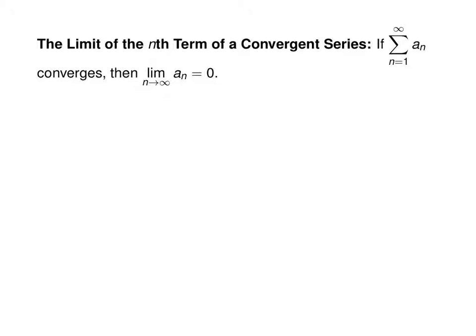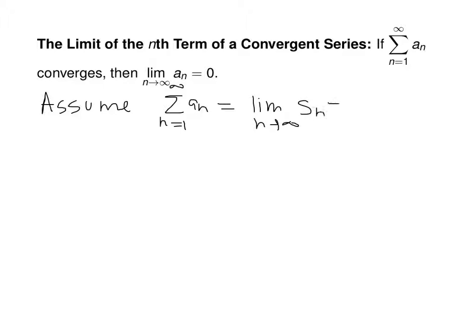Alright, so now we have a couple more theorems, and then we'll be done for the day. So the limit of the nth term of a convergent series says that if a series converges, then the limit is 0. So what we're going to do to prove this is assume that the sum from n equals 1 to infinity of a sub n, which is the same thing as the limit of the partial sums, is equal to some number L.